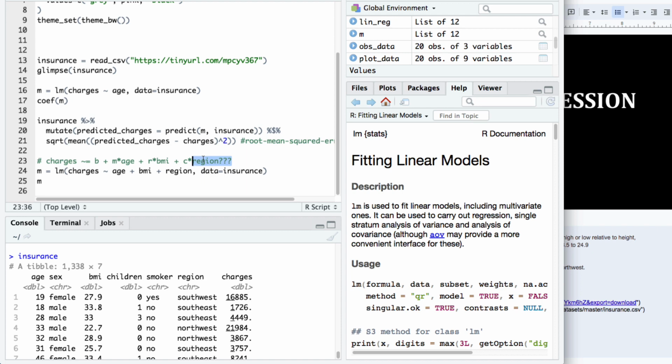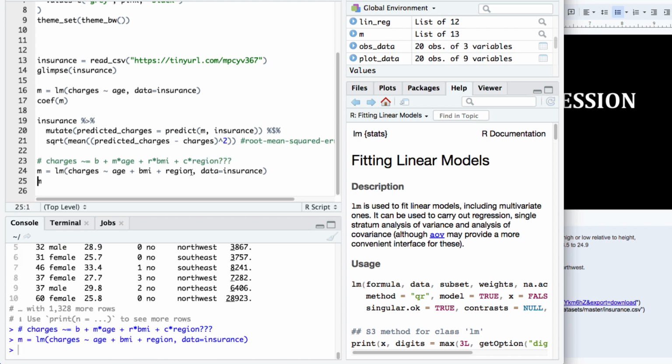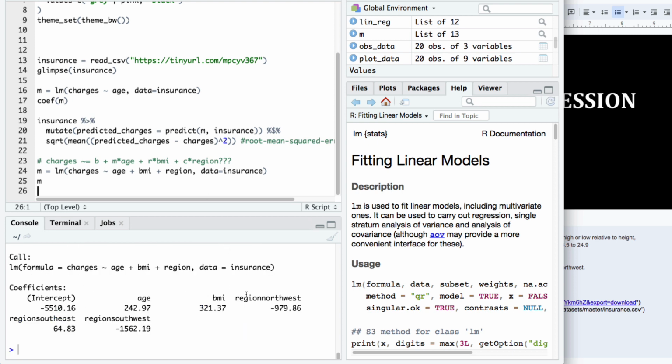So what's going to happen here, I'll show you, is that if I add in region, it automatically breaks up region into different variables that indicate whether, so here we have made a new variable called region northwest. Region northwest is 0 if region is not equal to northwest, and it's 1 when region is equal to northwest. Whereas region southeast is the same thing, but for southeast. It's an indicator of region equals southeast. This is an indicator of region equals northwest. This is the indicator of region equals southwest.